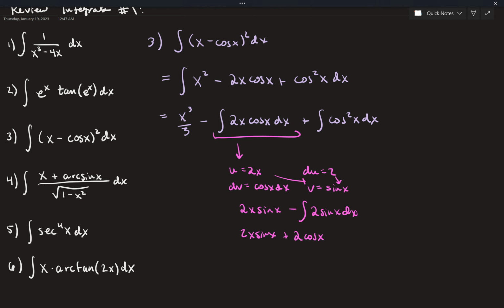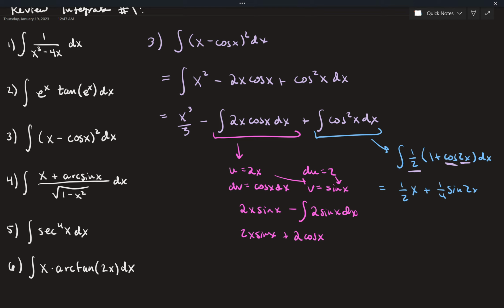This integral I will do in another color. Remember your half angle: 1/2 (1 plus cosine 2x). That's 1/2 x plus 1/4 sine 2x. The 1/4 is because of the half, and then I got to bring another 2 out. And then it's plus here because the antiderivative of cosine is sine.